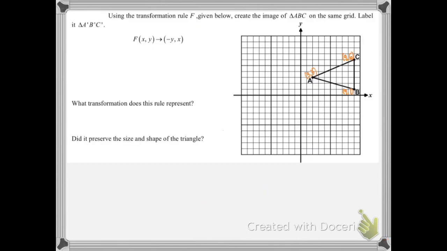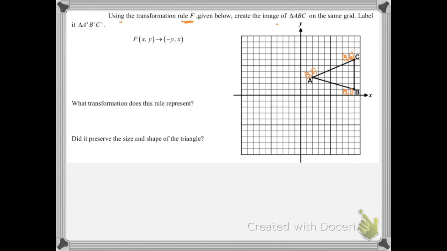So here we got our triangle, and it's defined by ABC, and I wrote the 3 coordinates. And so the rule here says that we want to, using the transformation F given below, create an image of triangle ABC on the grid below. Label it as A prime, B prime, C prime. Those apostrophes are called primes, okay? So, well, let's take our first point. Our first point is A, and it's 3 comma 3.